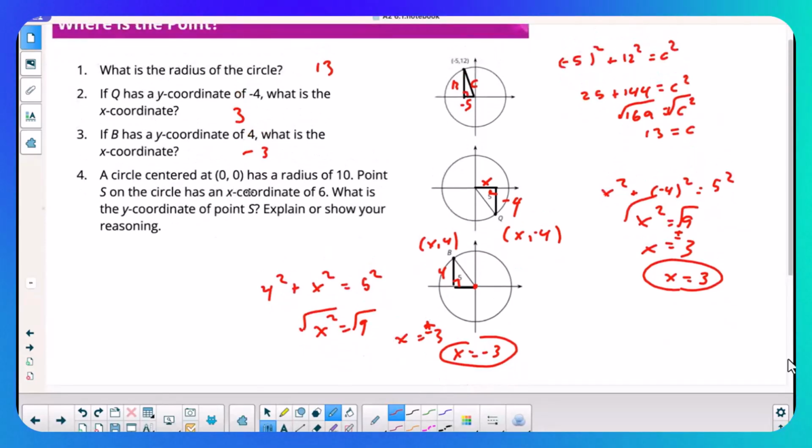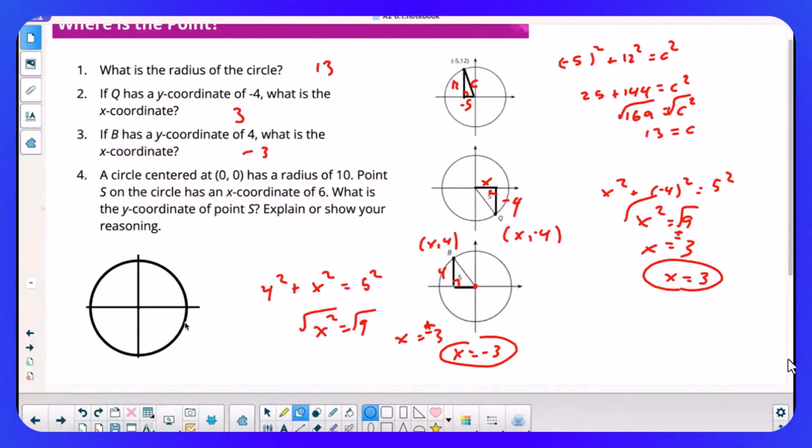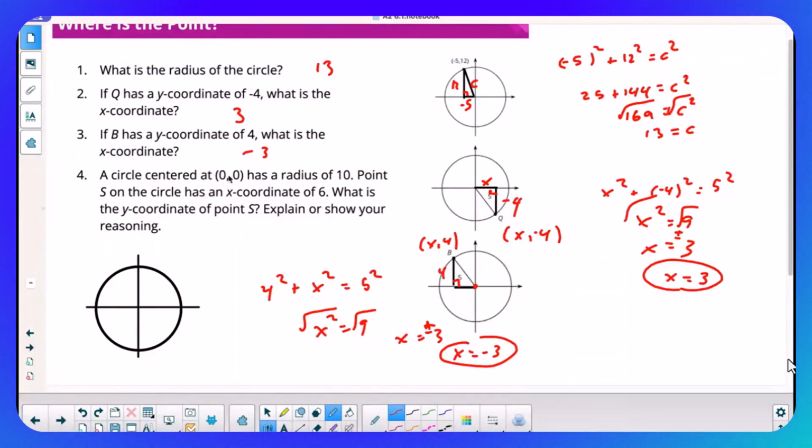And the last one, number 4. A circle centered at 0, 0 has a radius of 10 feet. Point S on the circle has an x coordinate of 6. What's the y coordinate of point S? So I'm going to draw a picture here. They didn't give us a picture for this one. So here's my x, y. There's 0, 0. I'm going to put the circle right here. It has a radius of 10. Point S on the circle has an x coordinate of 6. So that means I go to the right, 6. 6, comma, we don't know the y coordinate. So the radius is 10, which kind of means a little bit past halfway here.